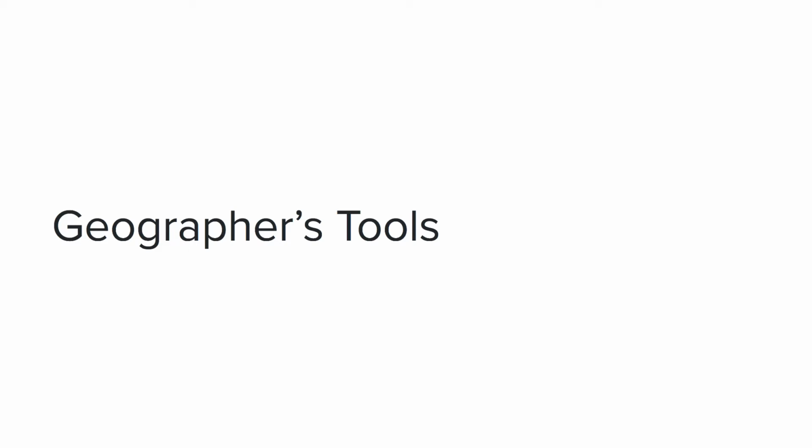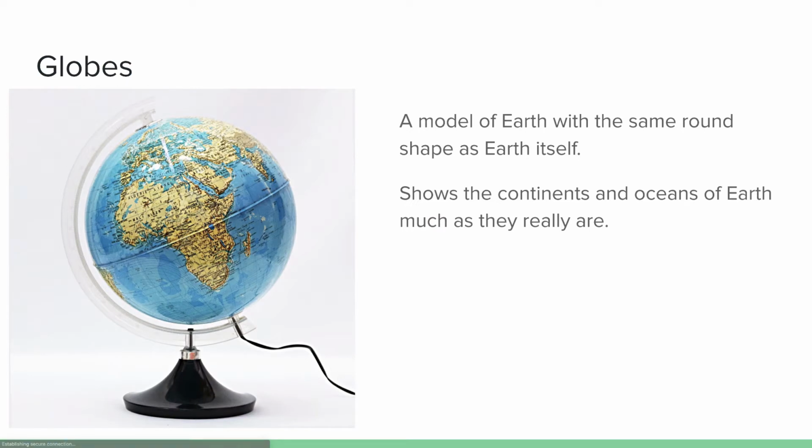There are various tools that geographers use on a daily basis in their profession. So let's get into those. Globes. That's the first one. A globe is just a model of Earth with the same round shape as Earth itself. It shows the continents and oceans of Earth much as they really are. So a globe is just a model depiction of what Earth looks like from outer space.